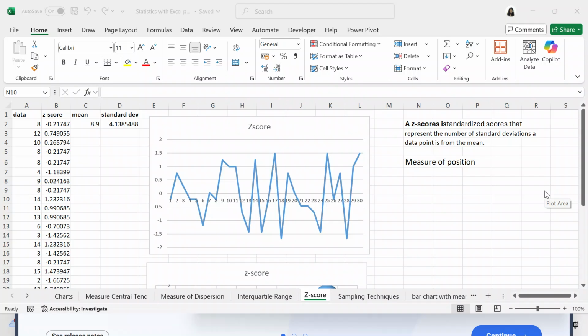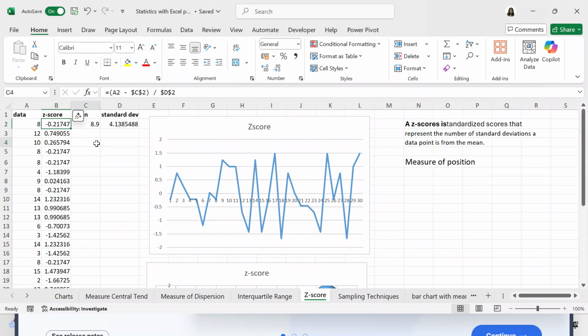So what I've got is some randomized data that I've created to actually demonstrate the Z-score for you. So we've got random numbers between 1 and 15. So we're going to calculate the Z-score. The Z-score for position number A2 is A2 minus C2 over D2.